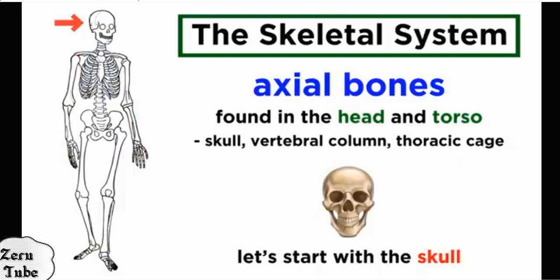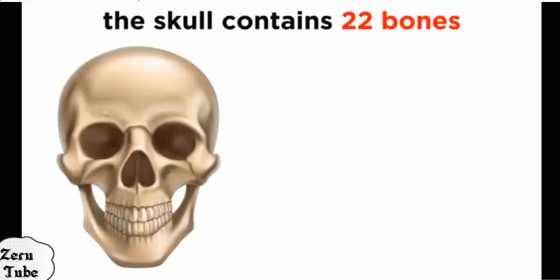Let us start from the axial skeletal system or axial bone. ከaxial bone ጀምር. The axial bones are found in the head and torso, which include the skull, vertebral column and thoracic cage. Let us start with the skull. The skull contains 20 bones. Skull 22 የሚደርሱ ቦኖችን ይዞ እናገኛለን.